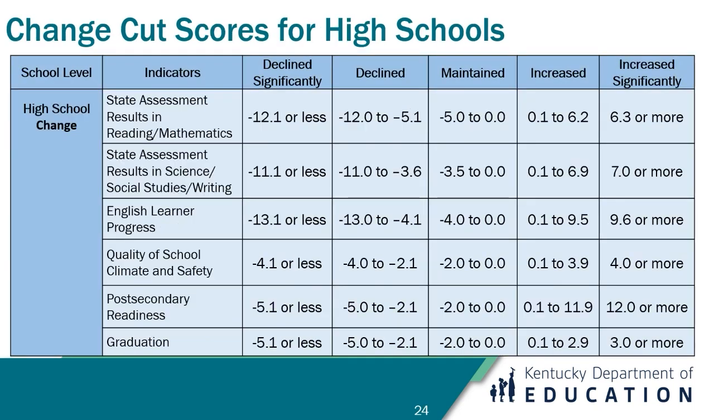Here we can see the change cut scores for high schools. Declined significantly is minus 4.1 or less, declined minus 4 to minus 2.1, maintained minus 2 to 0, increased 0.1 to 3.9, and increased significantly 4 or more.